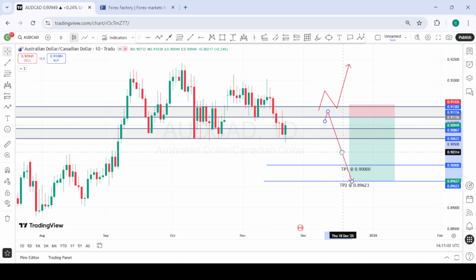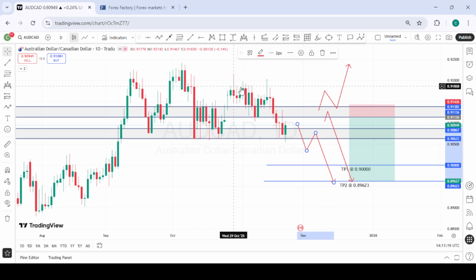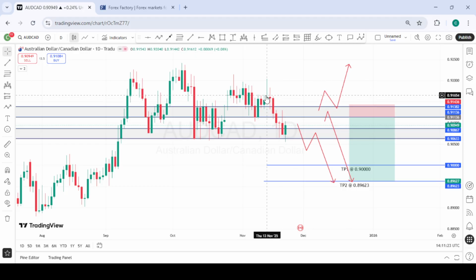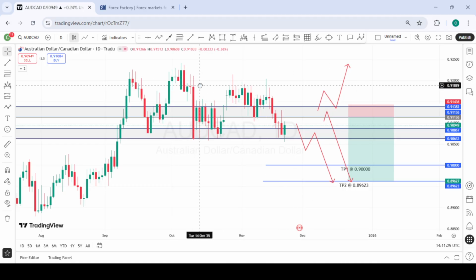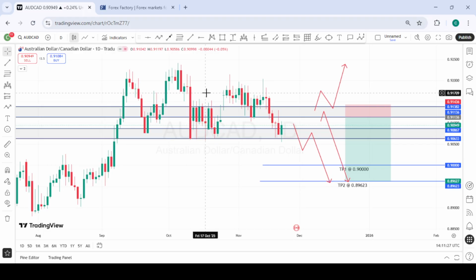The second possibility is price can also break below this zone, this neckline. Price can break below this neckline, give us a retest, and then continue to the downside. So this can only shift bullish if price is able to break above the zone, clear these highs we have here, and continue to the upside. Until then, we are going to look out for the bearish side for AUDCAD for the coming week.